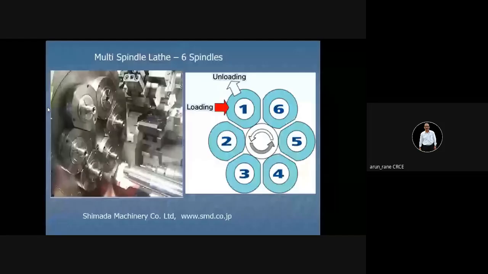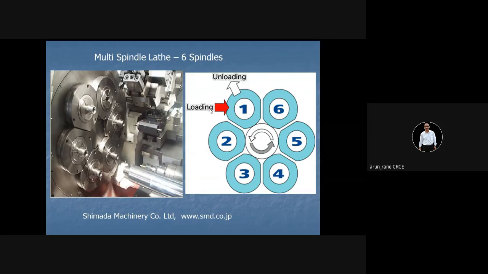The components are loaded here. See, it is like this. Either you can load the 6 components, that is 6 bars: 1, 2, 3, 4, 5, 6. 6 bars. See, this is hollow. So 6 bars or the different operations in the same workpiece.